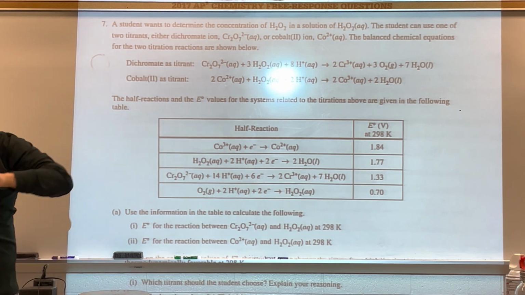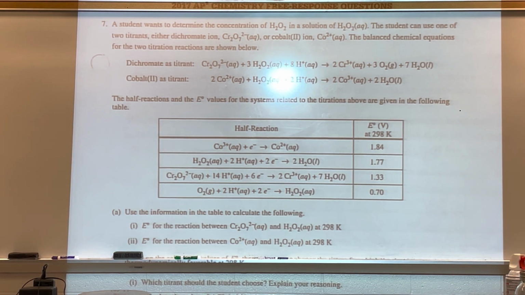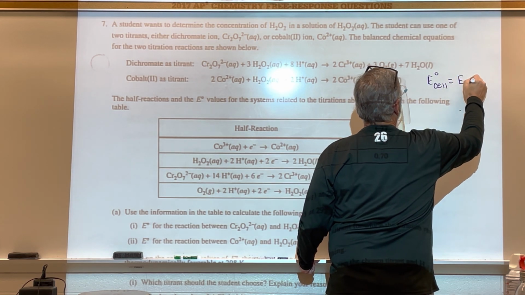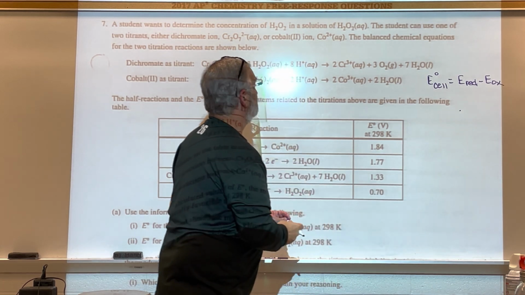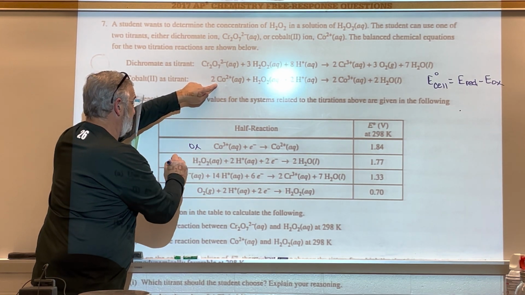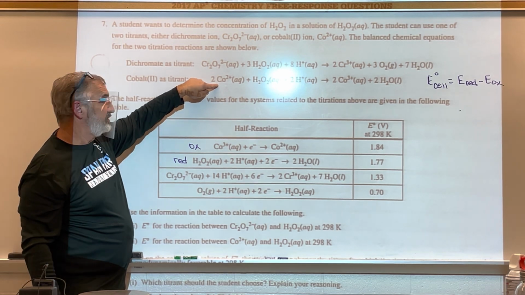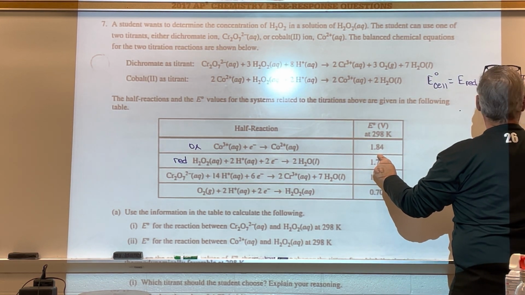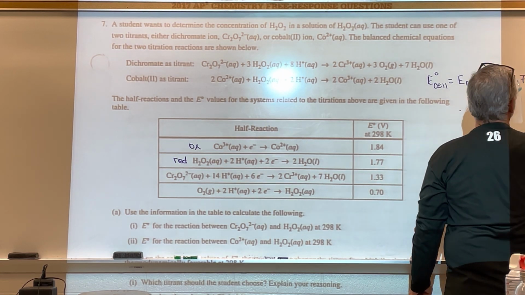So how do we know which one to pick? So what about the E cell? The positive one. Okay? I think one of them is going to come out negative, I do believe. Okay? So, this one here, E cell, is equal to E red minus E ox. Okay? So in this one, which one's being, we just said the cobalt's being oxidized, right? So this is oxidized, this is reduced. So it's going to be E red, 1.77 minus 1.84. That's going to equal a negative something, 0.07.